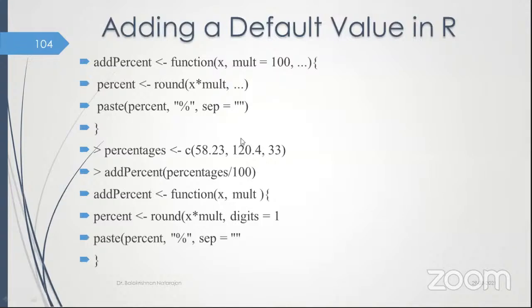And similarly, the thing goes on. And in the case of function, as I said before, the mult in this case is a predefined default value. So it is defined as 100, and that will be passed over here, and that makes the calculation.